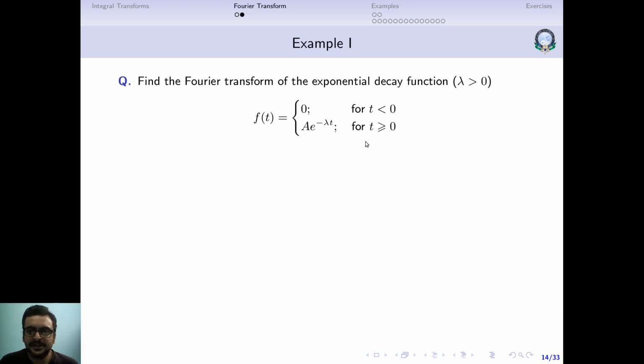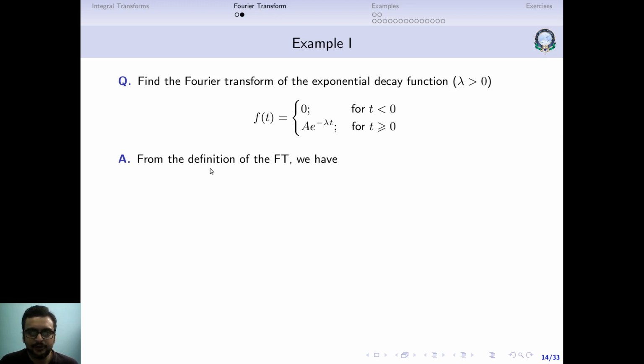You could immediately recognize this kind of function, it comes up in radioactivity. Radioactive decay follows a similar equation. So let's say I have an exponential decay function, and I want to find out the Fourier transform of this exponential decay. So how do I do that?